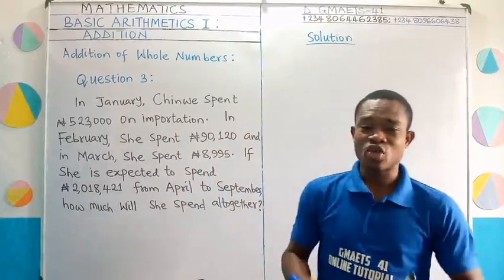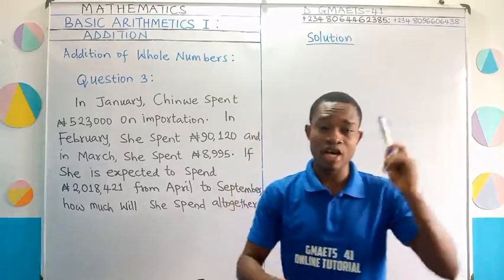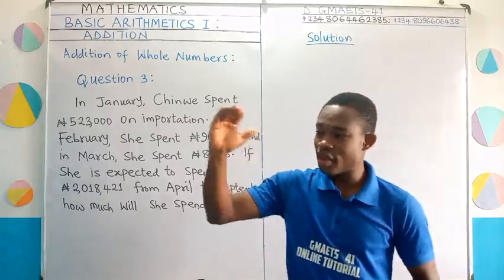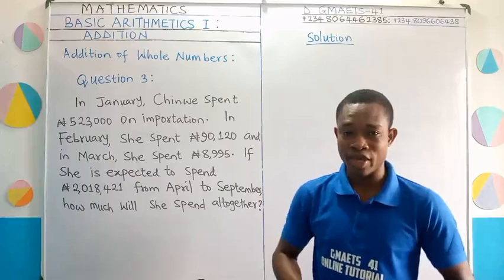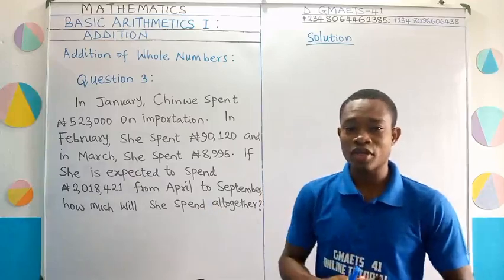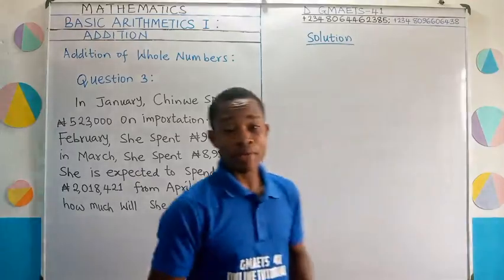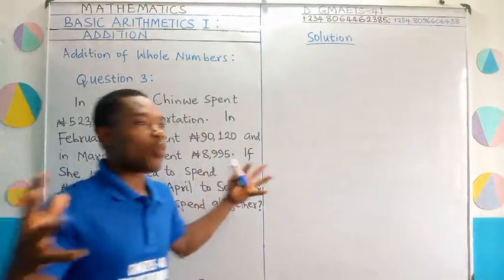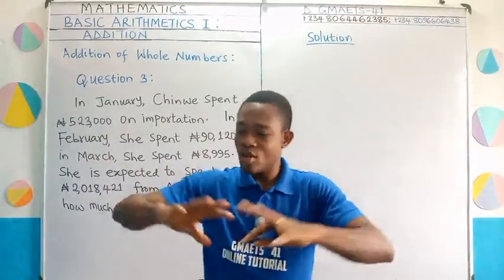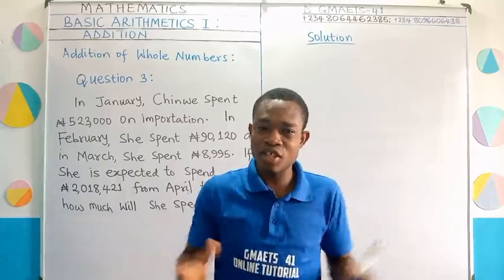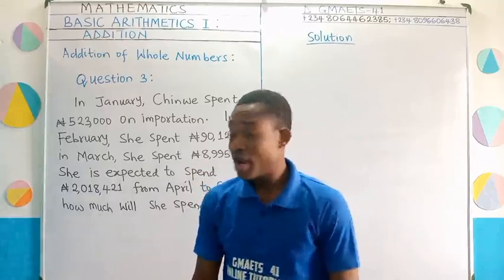So if you look at this question, it's the amount of money that Chinwe will spend altogether from January down towards September. And the question gave us a breakdown of how she spent this money on a monthly basis. So how much will she spend altogether from January to September? So that's what the question is all about. And it's a simple thing. We're talking about what she will spend altogether. So you have to put all the money that she spends together, and then you get a total. Is that okay? Now, let us move on.